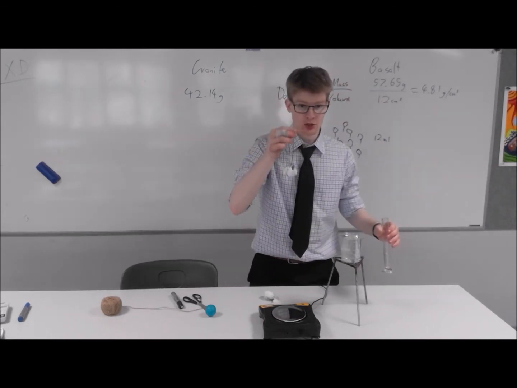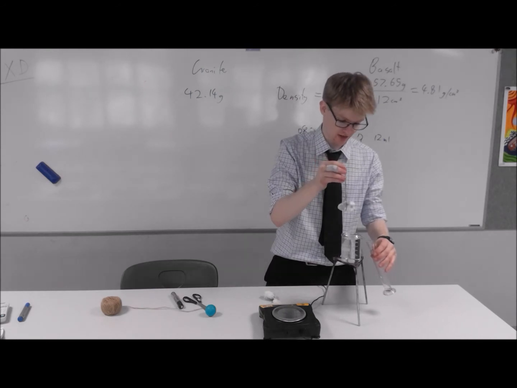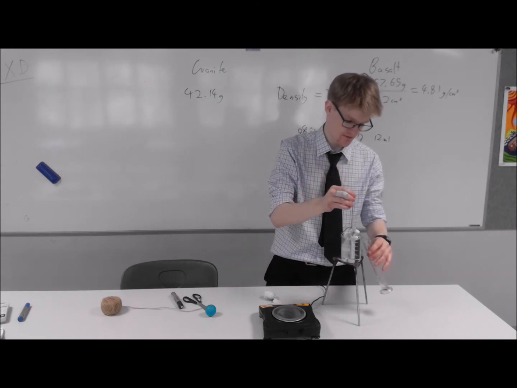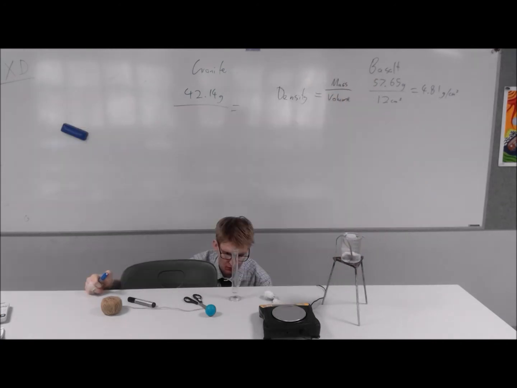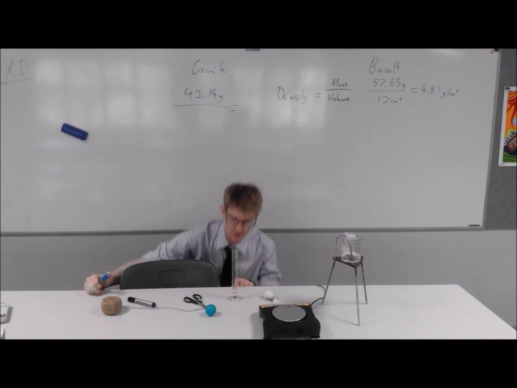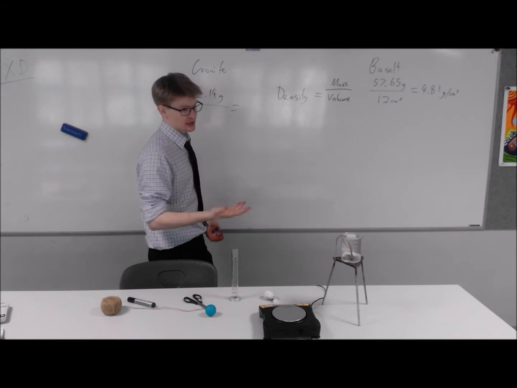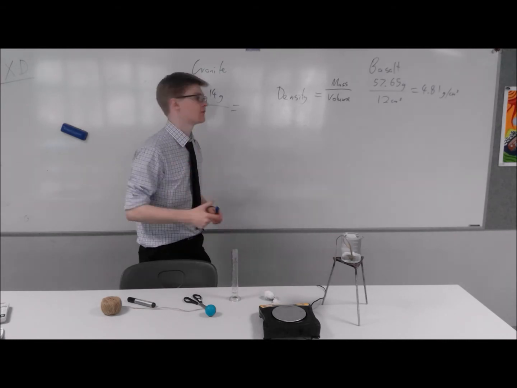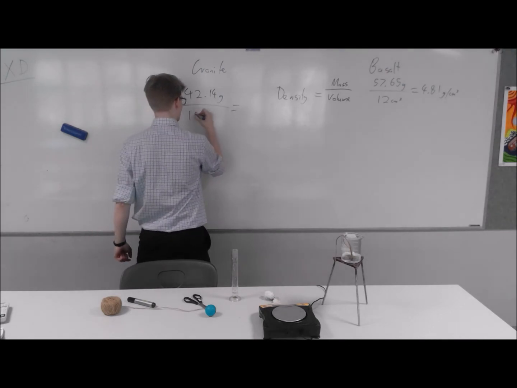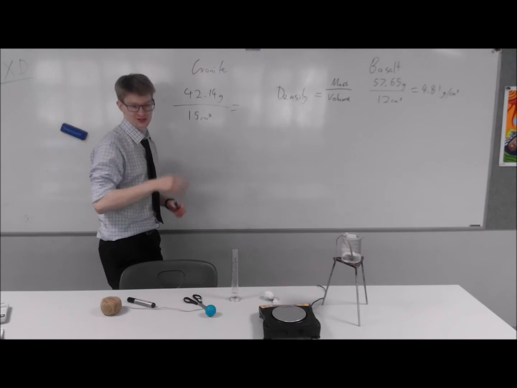Now, I'm going to slowly lower this, and we'll see how much volume this piece of granite takes up. Okay. All right, so about 15 mils of water was displaced by the granite, which means that the granite had about a volume of 15 centimeters cubed. Sorry, 15 centimeters cubed, I should say.